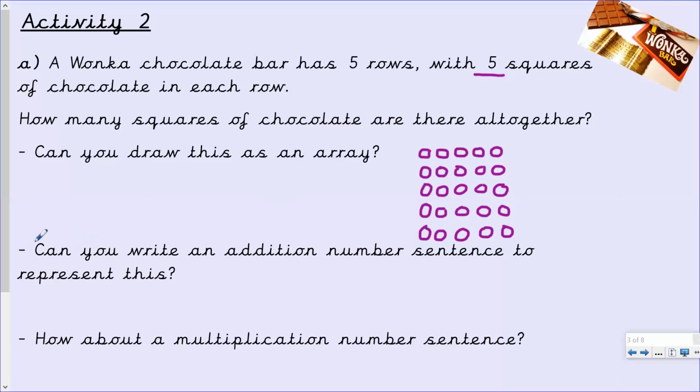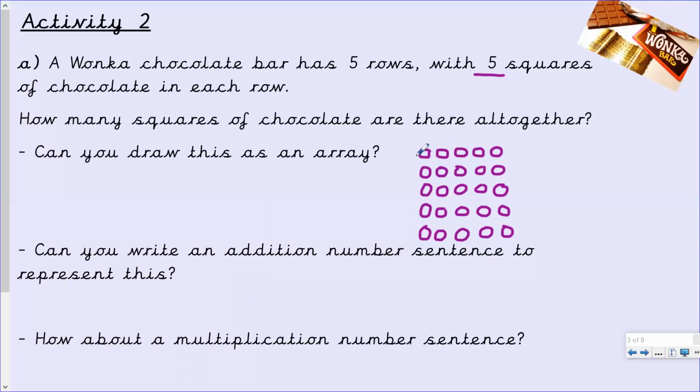The next part is, can you write an addition number sentence to represent this? Pause the video and have a go at doing this yourself. You can even have a go at doing the last one yourself if you want to, and then I'll show you how to do it together. Okay, can you write this as an addition number sentence?